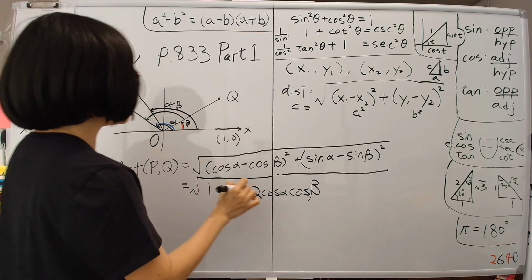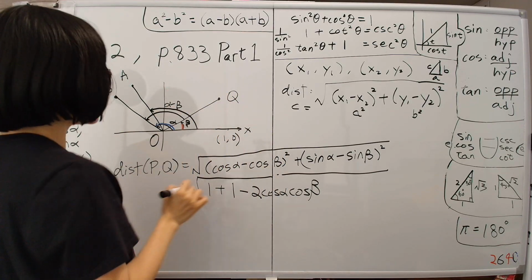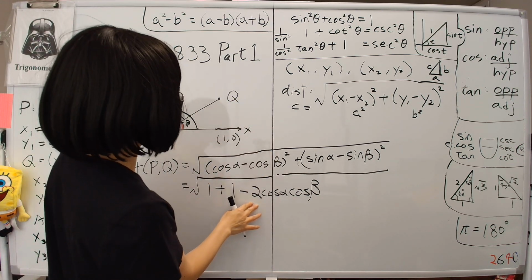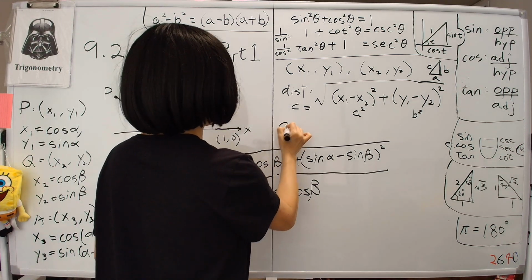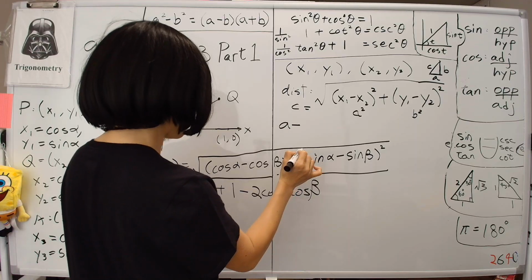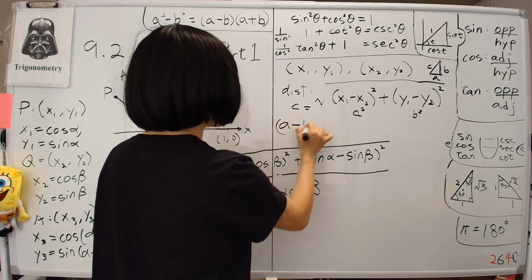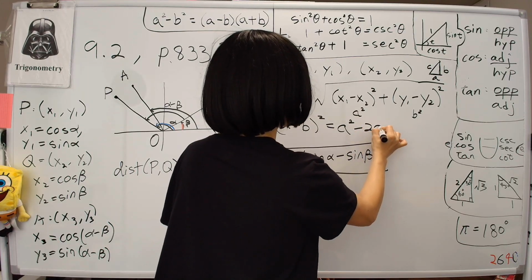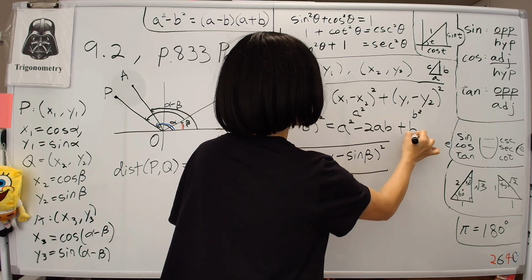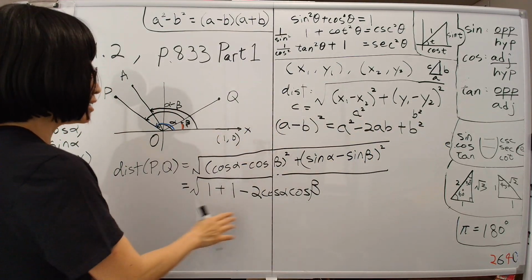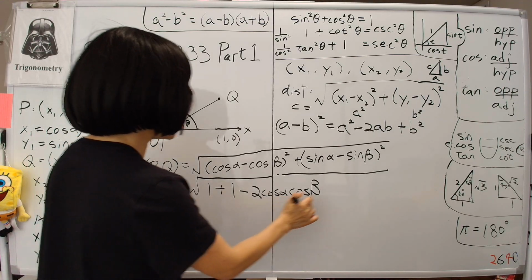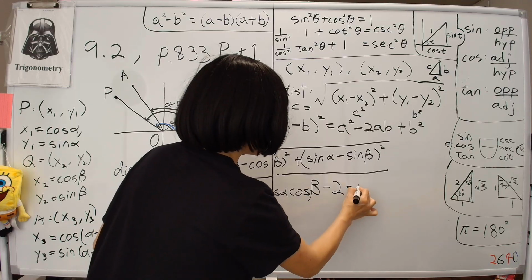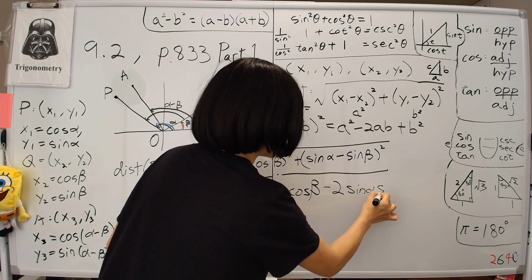And that is from the formula that is, well, I'm not even going to quote that formula. Maybe I should write it here. So I'm doing the formula that a minus b squared equals a squared minus 2ab plus b squared. All right, so that's that part. And then on this side, we have minus 2 sine alpha sine beta.